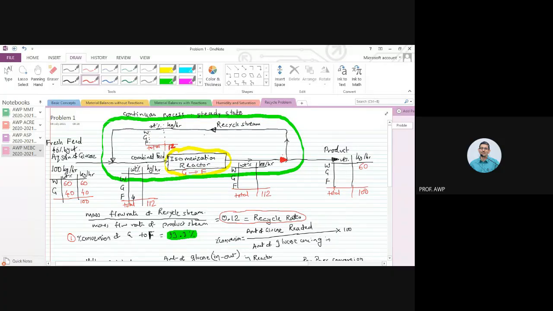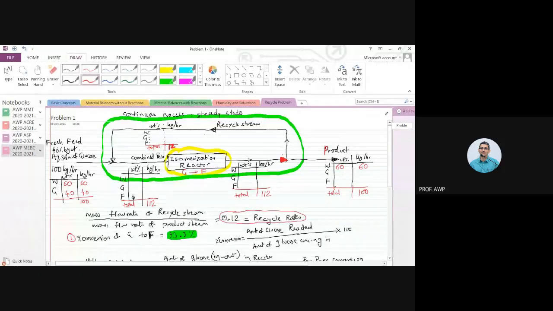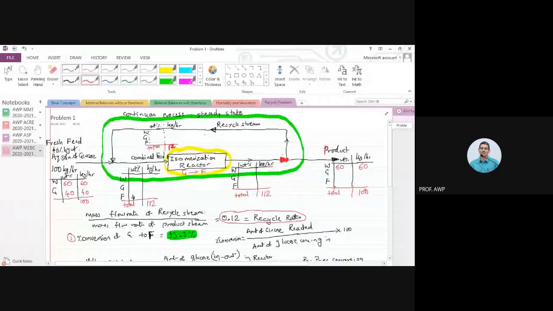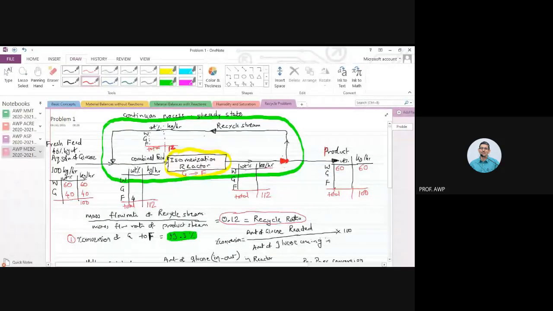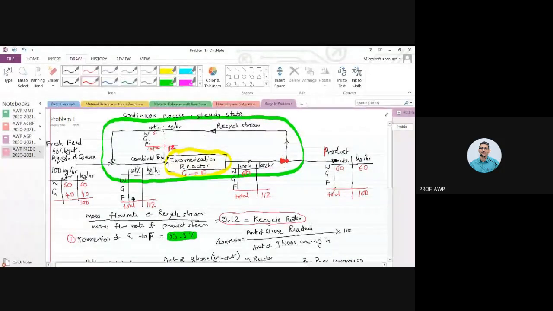Look at the product stream. Water is 60 kgs per hour. Total is 100 kgs per hour. That means the weight percent of water is 60 weight percent. Now look at this point where the stream coming out of the reactor is split into two streams. If it is split into two streams, the compositions of those streams must be identical. So water in the stream leaving the reactor must be 60 weight percent. Water content in the recycle stream must also be 60%.